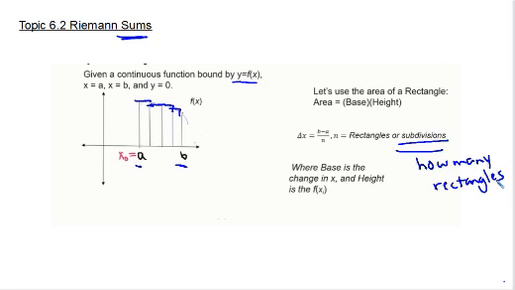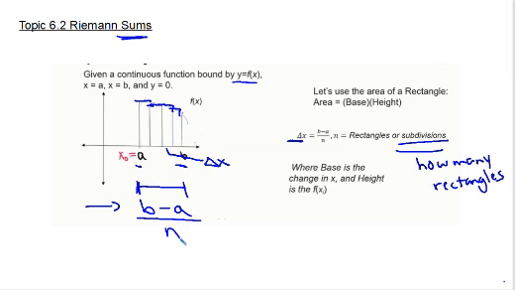And it makes sense that if we're going from A to B, that distance is B minus A. And it also makes sense that if I wanted to know the width of each one of these rectangles, we'll call that delta x, which we've got labeled right here. If I wanted to know the width of each one of those rectangles, I would take the total width, B minus A, and I would divide it by the number of rectangles, which we will call n.